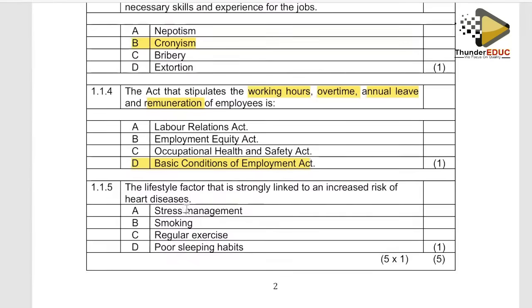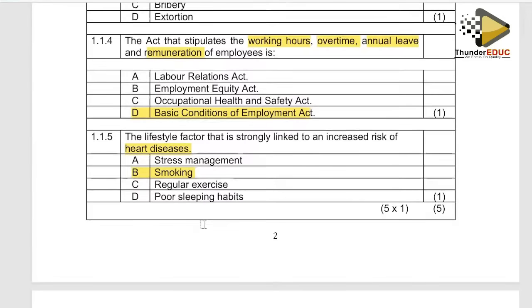Moving on to 1.1.5, the lifestyle factor that is strongly linked to an increased risk of heart diseases. So we are going to look for an answer which is related to heart diseases. Heart diseases are strongly linked to the smoking practice. When you smoke, you expose yourself to a higher risk of heart diseases, you end up acquiring diseases such as coronary heart disease and others.